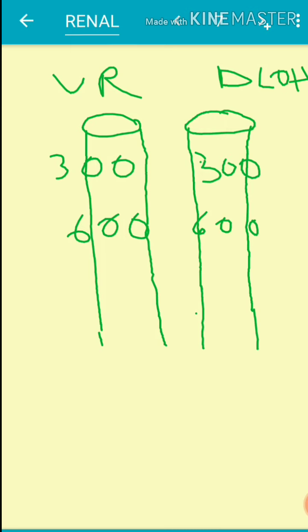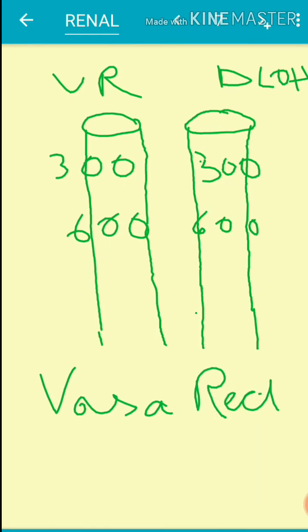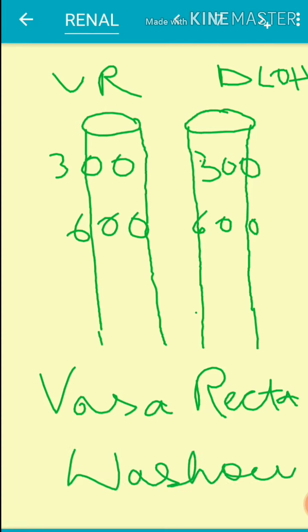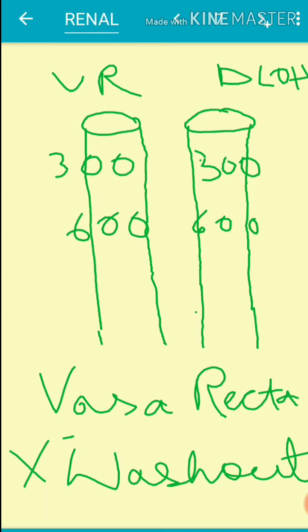But what is the significance? What is the significance of Vasa recta which is occurring here? It is that Vasa recta prevents washout. It prevents the solute washout from the descending loop of Henle. So, Vasa recta has the same level of osmolarity as the descending loop of Henle.